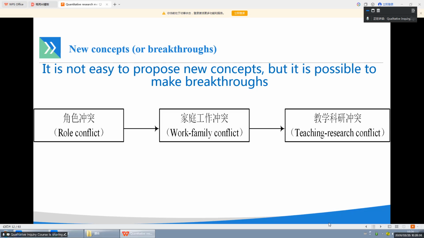Now, we have this concept, work-family conflict or family-work conflict. Yeah, two key roles. Then we further move on. Some scholars in recent years propose this concept, teaching-research conflict. This is more specific, right? So many roles, then we focus on work roles and family roles.